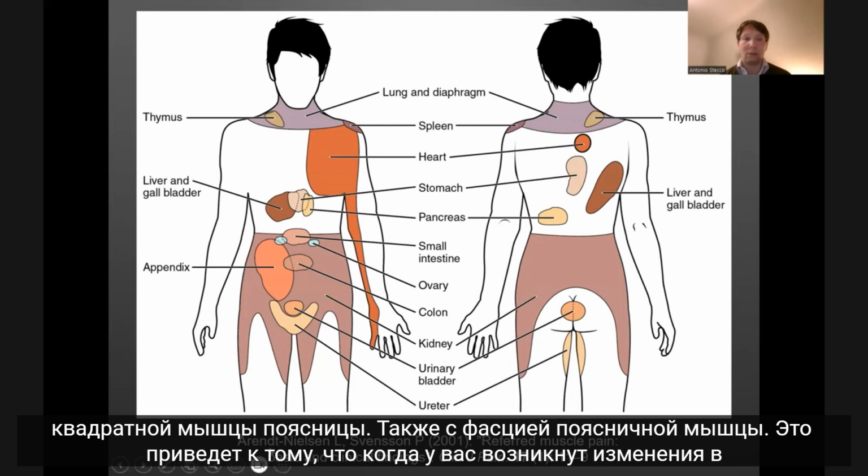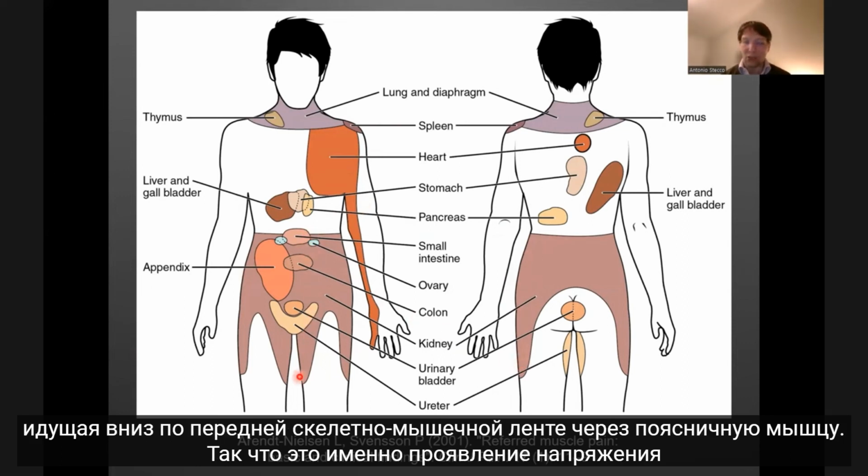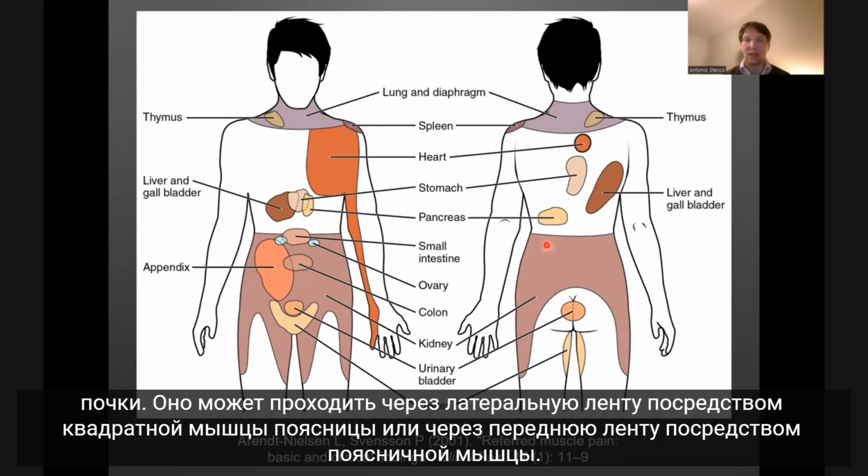So this will make it so that when you have an alteration of the kidney, there will be a huge radiation going down in the lateral sequence, and a huge radiation going down in the anterior sequence through the psoas. So this is exactly the manifestation of the tension of the kidney. It can go through the quadratus lumborum, lateral sequence, and through the psoas, anterior sequence.